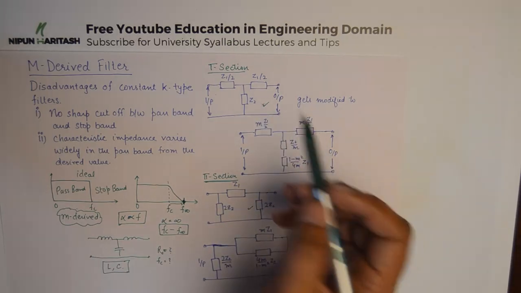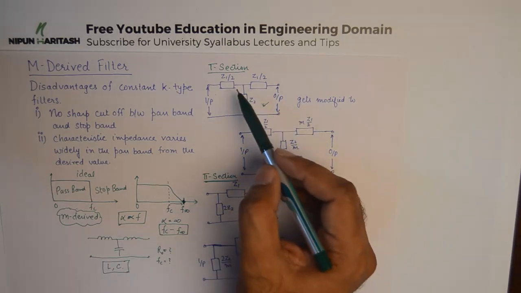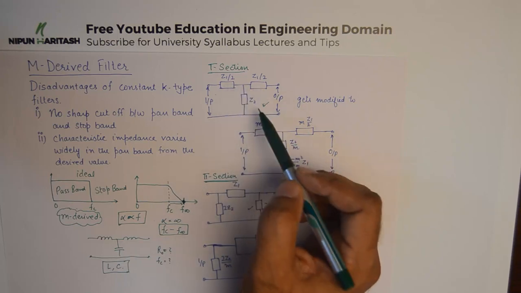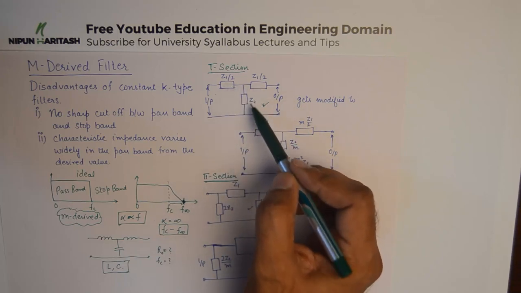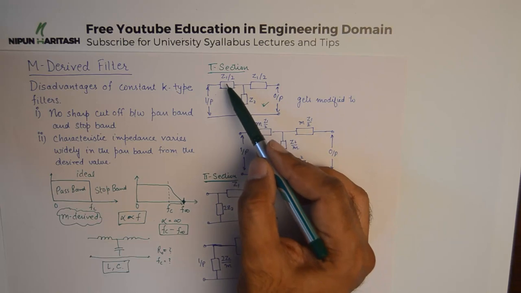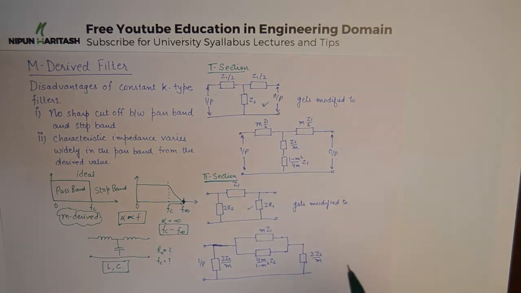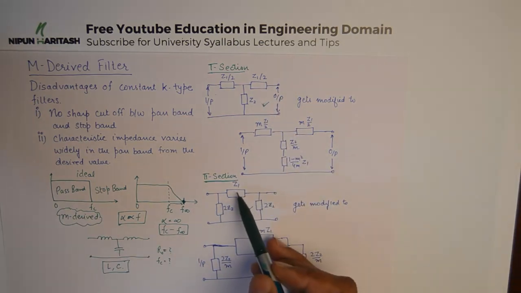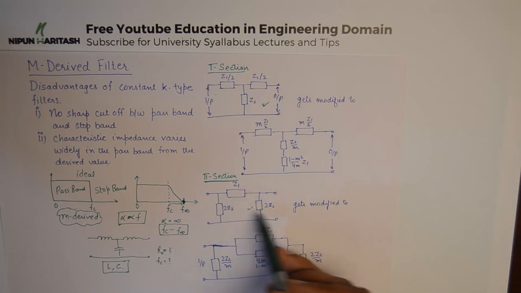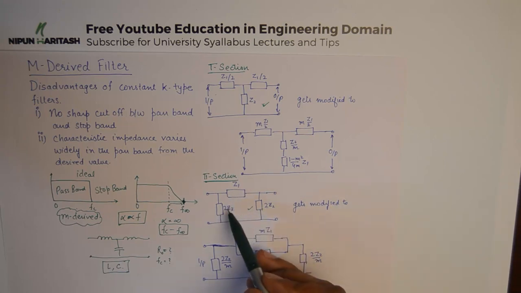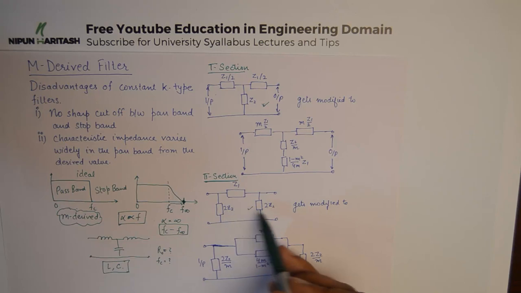So reiterating the fact that the series arm had a total impedance of Z1 and the shunt arm had a total impedance of Z2, the impedance in the series arm is distributed as Z1 by 2 and Z1 by 2. Similarly, Z1 is featured in the series arm and Z2 in the shunt arm in the pi section, thereby making the two impedances in the shunt arm equivalent to 2Z2 in both the arms.